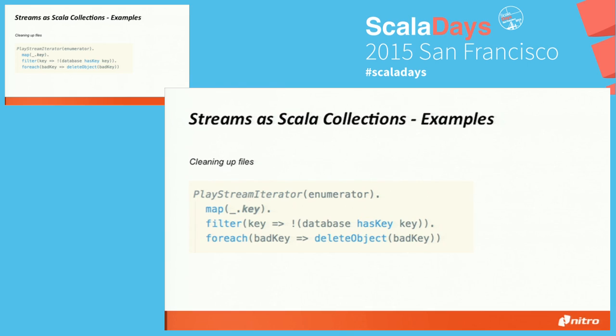Here's another example. So the bug that I talked about, cleaning up files that you no longer map to in your database. So we take our stream, we get the keys, and we filter it based on the keys that we do not recognize, and then delete the object out of S3. So just in 3 simple lines.